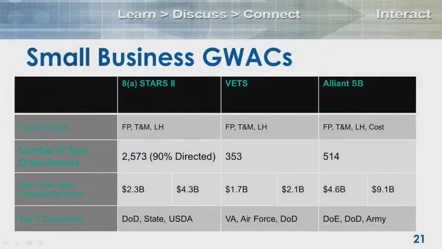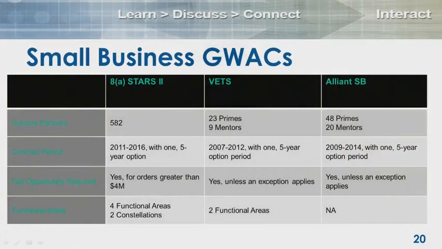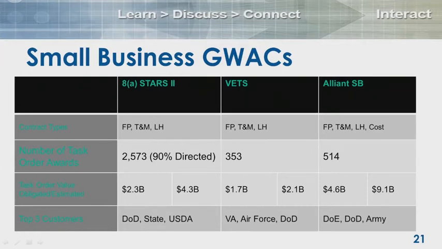Task order values is the third one down, and what we've done here is tell you how much money is going through the contract vehicles. This $2.3 billion, for those of you who can't see, the first number is what's obligated. The second number is the estimated value. Obligated, we like to say, is the money that's actually gone through the hands of our industry partners. The second number is if all the options on those task orders are exercised and it comes to fruition, that's what the value will be. So $2.3 billion going through the hands of 8A contractors, and we expect $4.3 billion to come from that. The VETS GWAC, $1.7 billion.